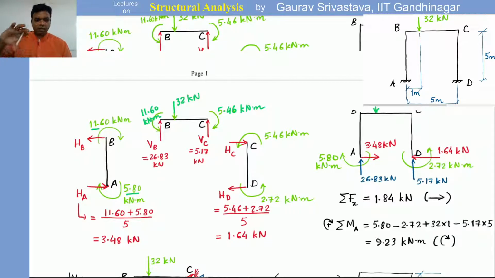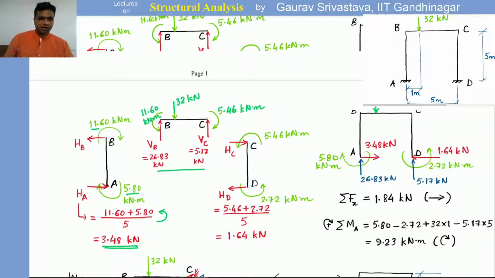See, for member AB there is a net clockwise moment of 11.6 plus 5.8. To counter that, there has to be a counterclockwise couple which will be generated by the forces HA and HB. HA and HB will be equal, and that net counterclockwise couple will be this 11.6 plus 5.8 divided by L of that, which is 5. So this horizontal force in the member AB comes out to be 3.48 kilonewtons.